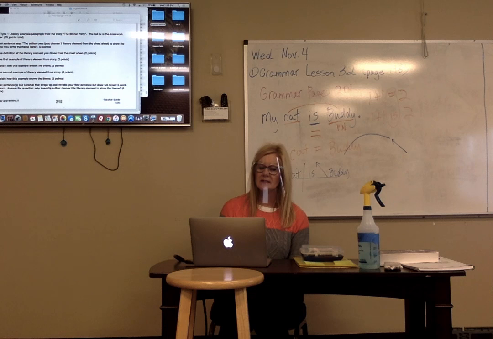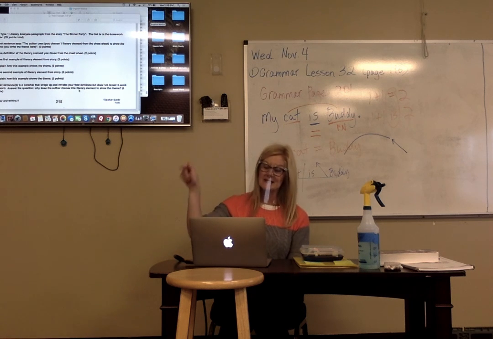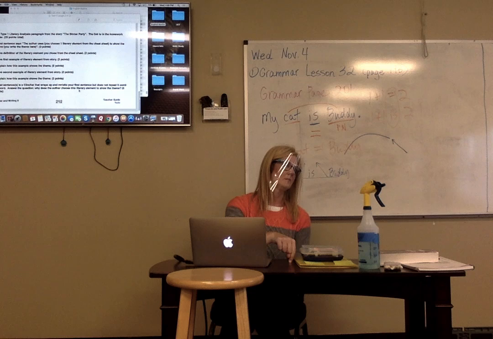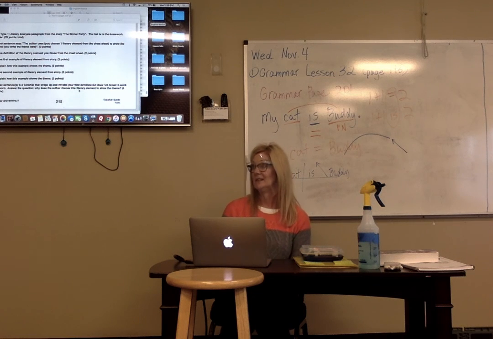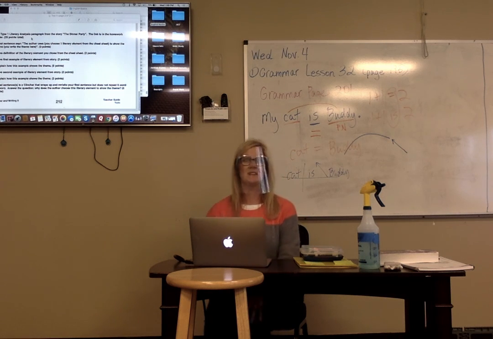The last sentence is a clincher. It wraps up. It revisits the first sentence. Don't repeat it word for word. And then make sure you do this. Answer this question. Why does the author choose this element to show the theme? That is analysis. All right? So here is the paragraph you have to write as part of your test. It's got to be typed. Okay? All right. Any questions about this?